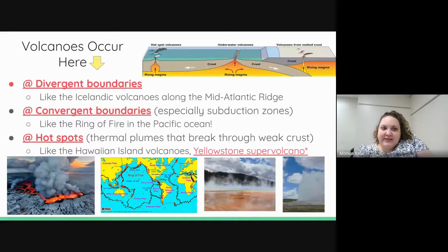Volcanoes can occur at divergent boundaries, like the Icelandic volcanoes at the Mid-Atlantic Ridge. They can also occur at convergent boundaries, so those subduction zones like the Ring of Fire, and then at hotspots, those areas where magma breaks through the weak crust. That would be our Hawaiian Island volcanoes, as well as Yellowstone, which is a supervolcano.